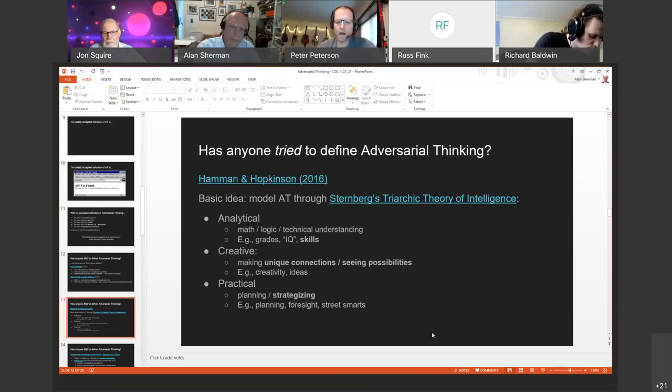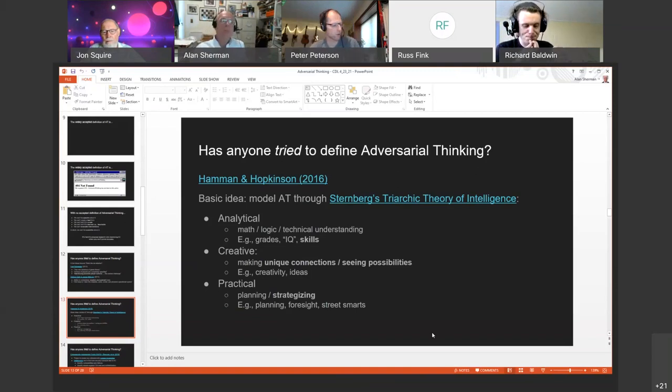I'll come back to this a little bit later, but I like this articulation, and I think it's interesting and thought-provoking, but I have a couple concerns. One is that I don't really want to tie a definition or descriptions of adversarial thinking to a particular theory of intelligence that, you know, may wax and wane in popularity. I also think that things like analytical skills, while important and central if you're going to put intelligence into three categories, analytical, mathematical, logical skills, those are sort of a precursor, I think, to adversarial thinking, not necessarily a core component of it.